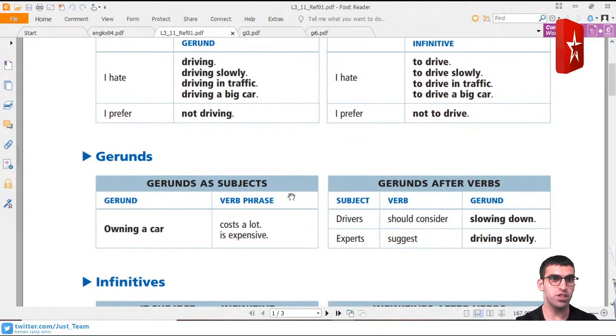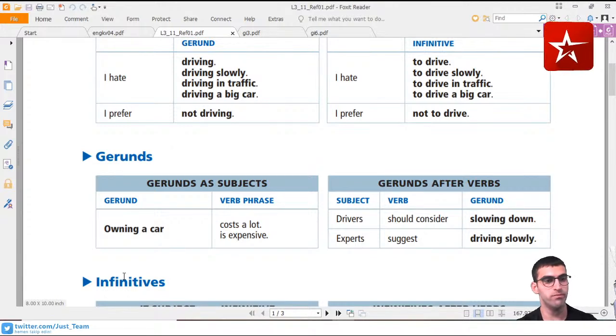Yeah, and gerunds as subjects, gerunds after verbs, like owning a car costs a lot. Owning a car is expensive. Yes, owning a car costs a lot. Owning a car is really expensive. So this was about the subject, like we use a gerund as a subject of the sentence.